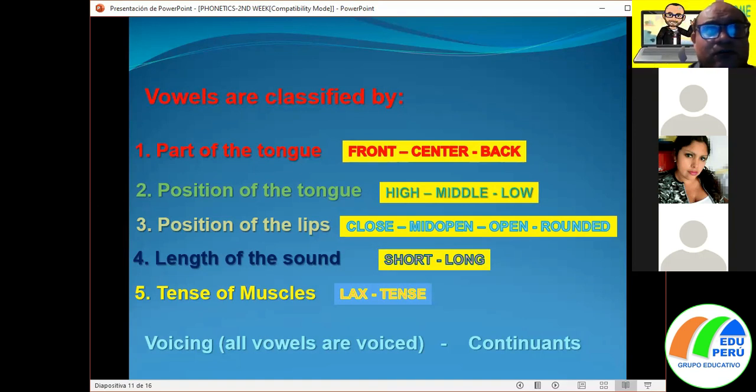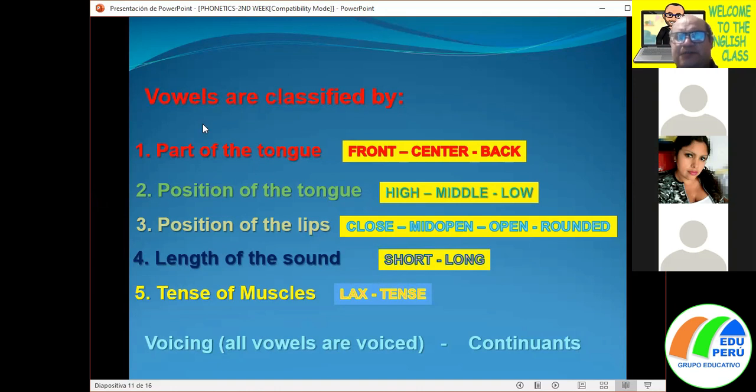Part of the tongue: front, center, back. Position of the tongue: high, middle, low. Position of the lips: close, mid-open, open, rounded. Length of the sound: short and long. Tense of muscles: lax and tense.